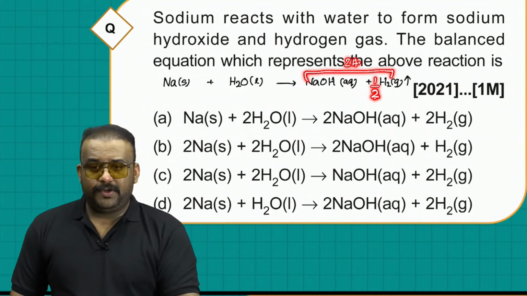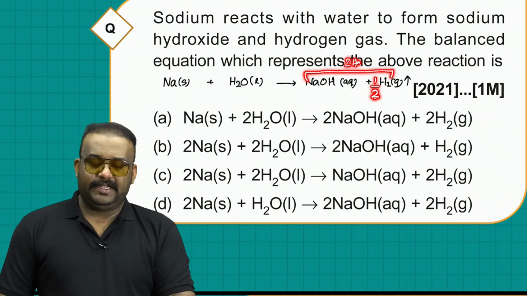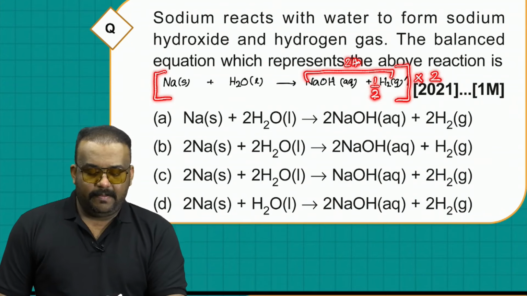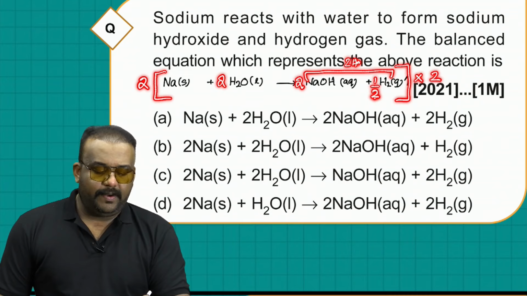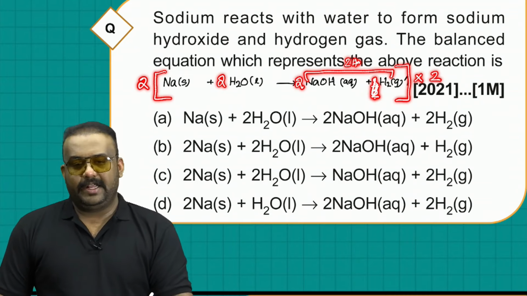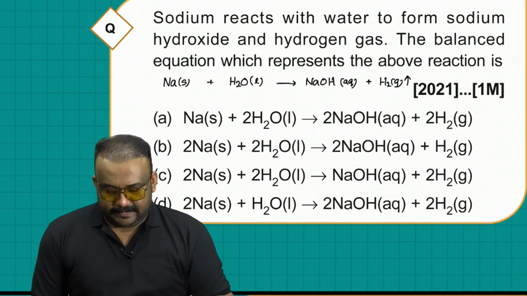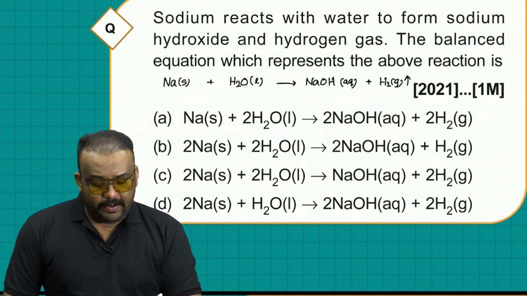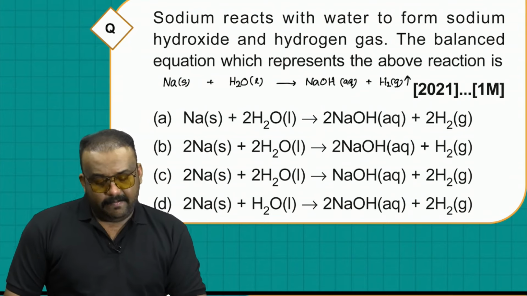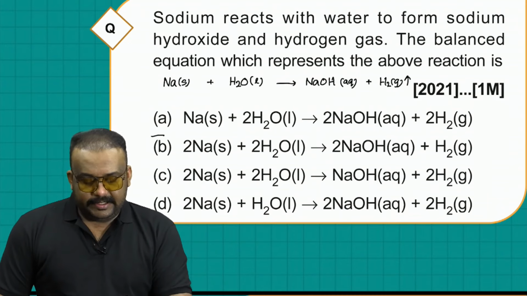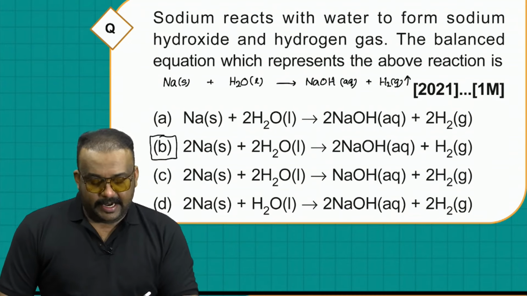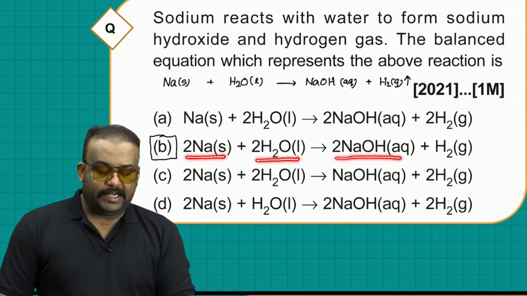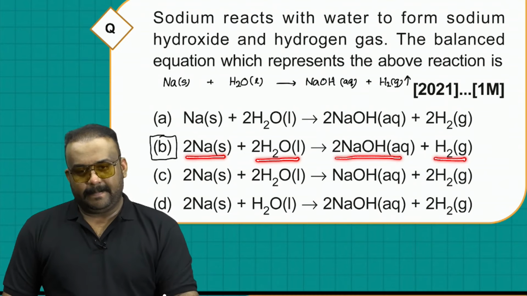But the problem is, I told you, you should not have fractions in the final equation. So how do I get rid of the fraction? I will multiply here with 2 so that it will become 2Na, 2H2O, 2NaOH, and 2 by 2 H2 is 1 H2. So our correct equation will be 2Na solid plus 2H2O liquid giving 2NaOH aqueous plus H2 gas. It seems option B is the right choice: 2Na solid plus 2H2O liquid gives 2NaOH aqueous plus H2 gas.